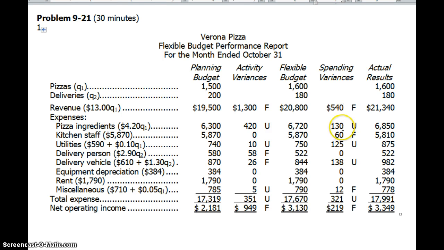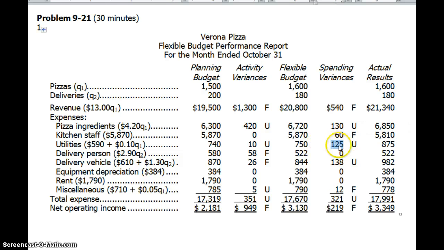We had a $130 unfavorable spending variance for pizza ingredients. That would be one item we'd want to look at. What is the cost for that? We had a $60 favorable kitchen staff variance. Not sure what that might be. Labor was less hours worked, most likely. Not a huge number. Certainly not worried too much about that.